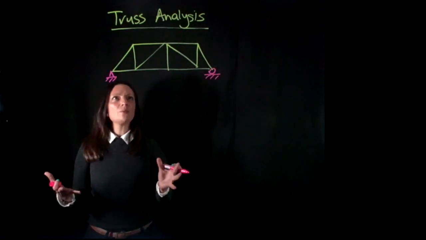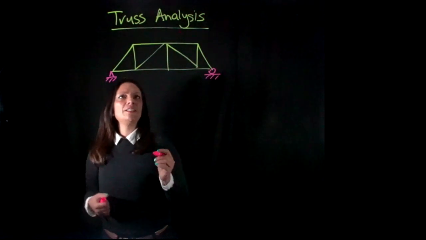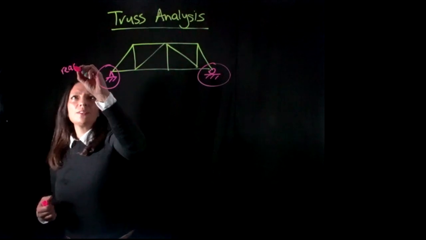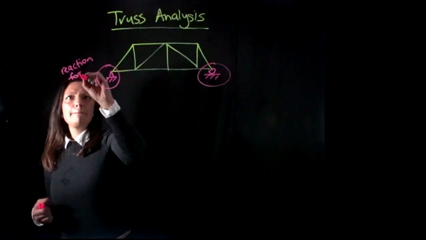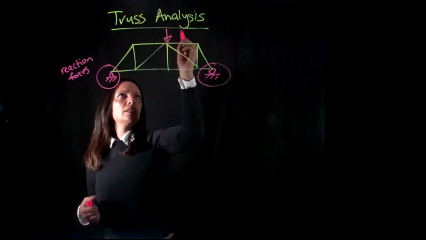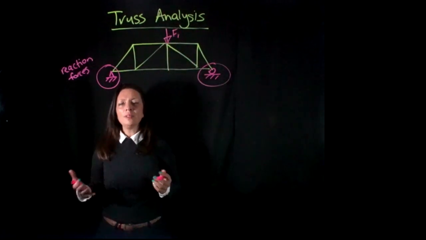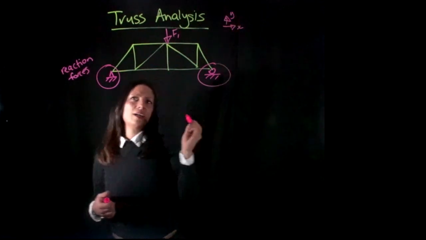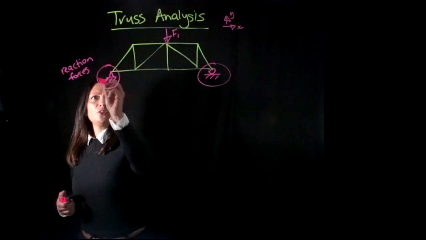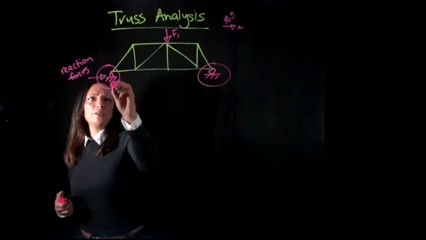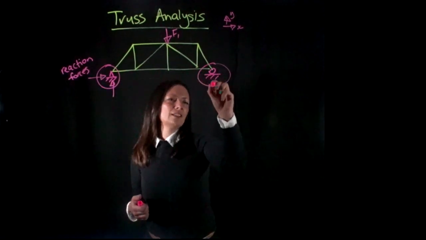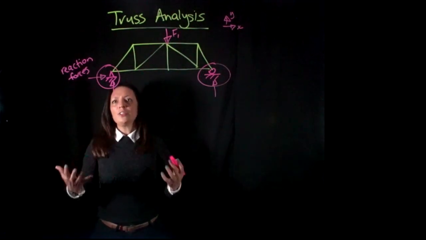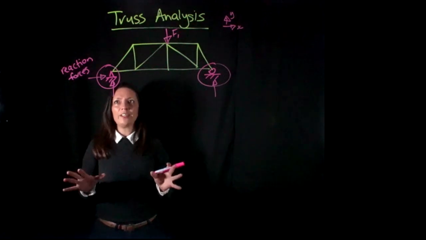When I look at this problem, the first thing I need to do is find these reaction forces. So these are my reaction forces. And I'll have a load, and I'll call that F1. I'll draw an axis up here, and that's my X and my Y. On my pin joint, I'll have a horizontal component and a vertical component, and on the roller, I'll have a vertical component. So to solve any problem, let's find our reaction forces.